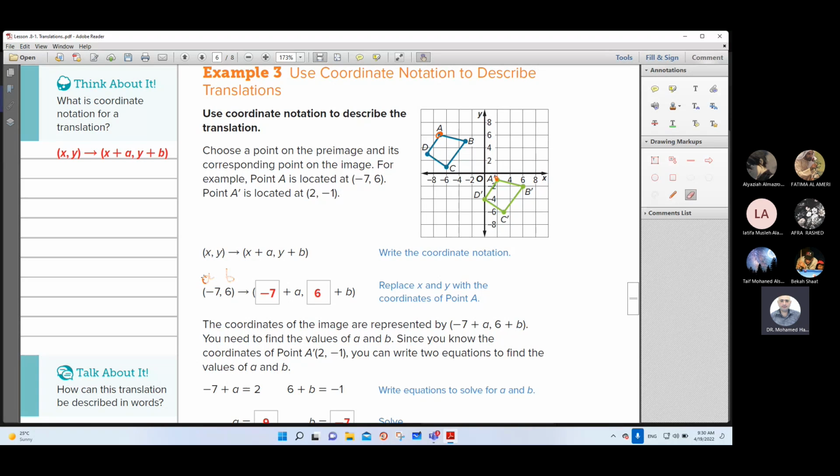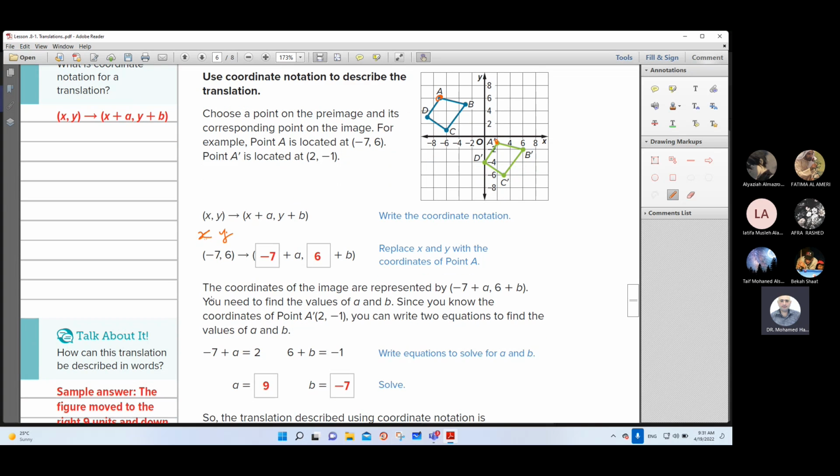Sorry, here this is x and this is y. So we can substitute x plus a, the value of x will be negative 7 plus a, then y plus b, the value of y will be 6 plus b. The coordinates of the image are represented by negative 7 plus a and 6 plus b. We need to find the values of a and b. Since you know the coordinates of point A prime, you can write two equations to find the values of a and b.